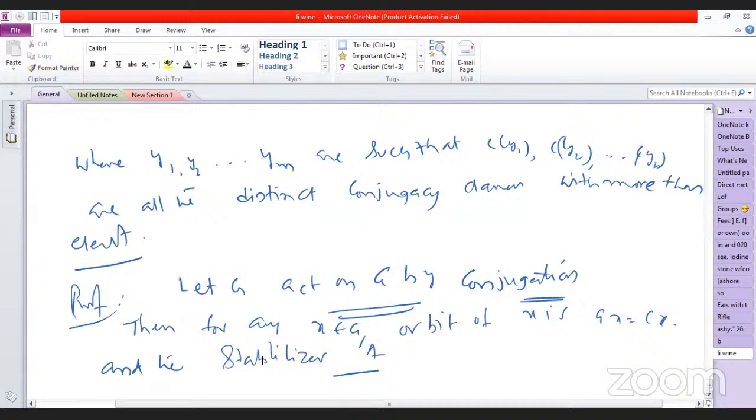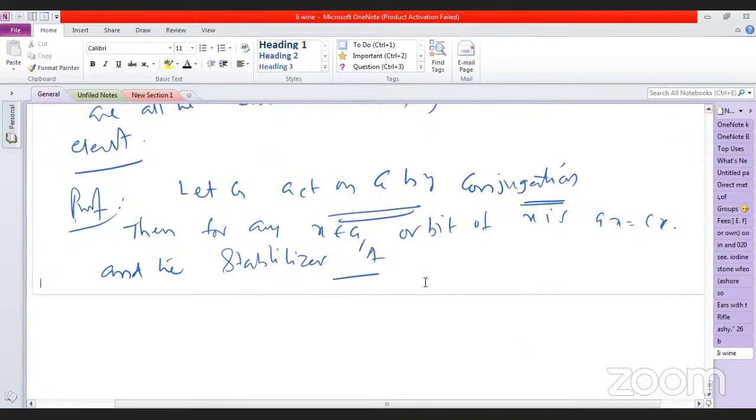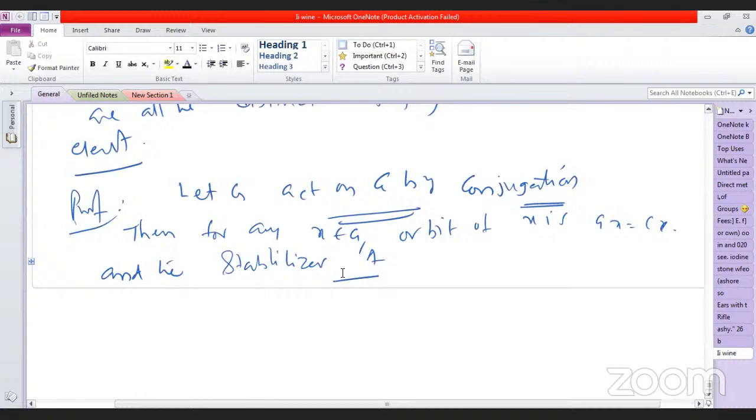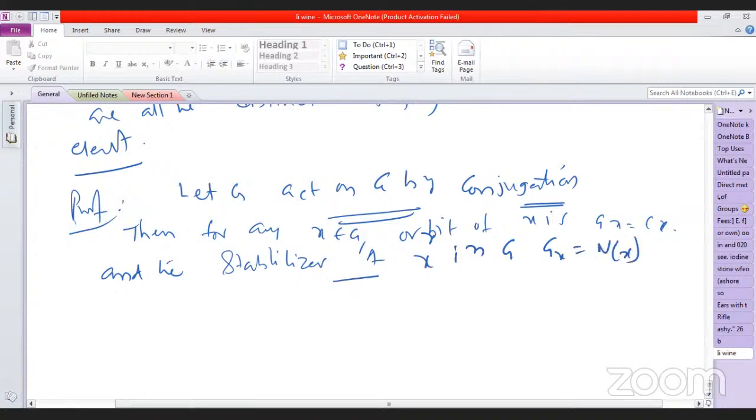So therefore, the stabilizer of x in G, G sub x, is equal to the set of elements g belonging to G such that g acting on x leaves x unchanged under the action. Am I correct? That is a stabilizer. Then we go to the stabilizer of x in G. G sub x is equal to N of x. So then I am continuing here.